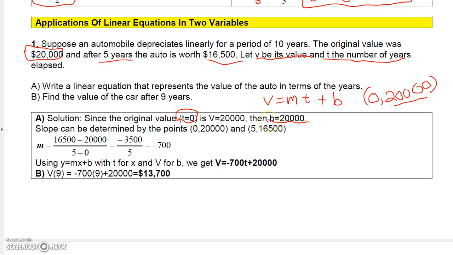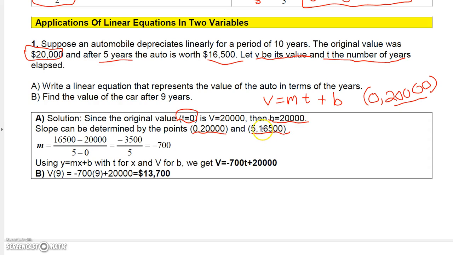Now we can find the slope by considering the 2 points on the graph. We know when t is 0, v is 20,000, and we know when t is 5, v is 16,500.